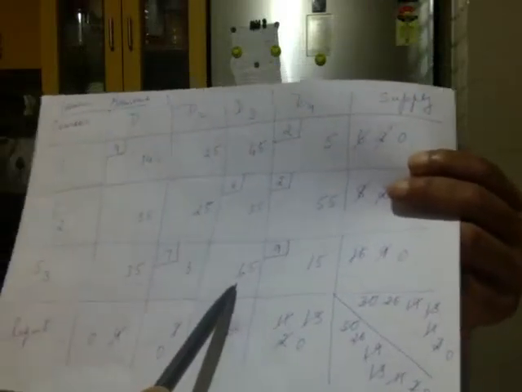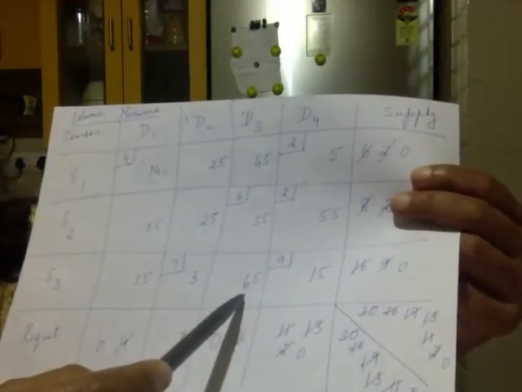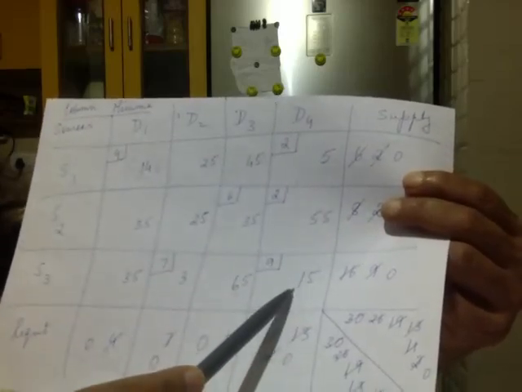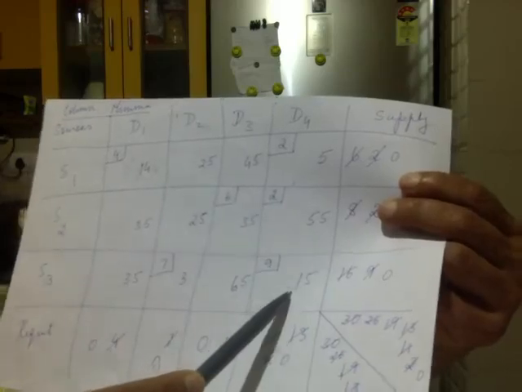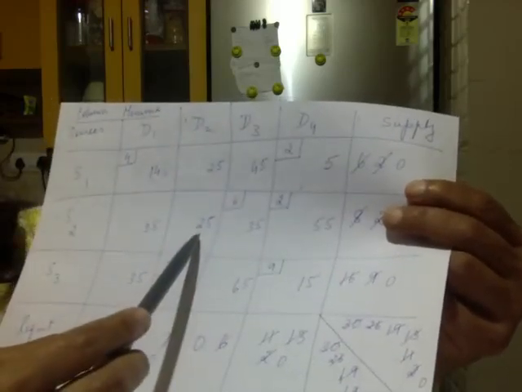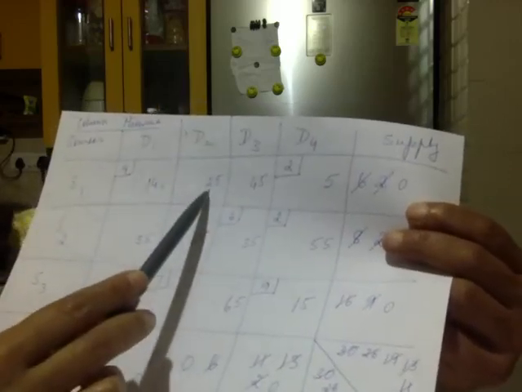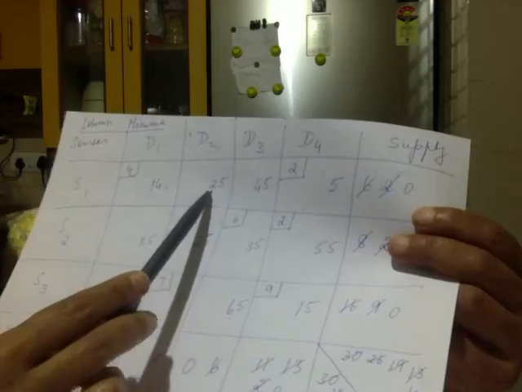Alright? So when we come back to the problem, I take anything. Let's say I take this 65. 65 is 3 and 3. So C33 is equal to U3 plus V3. This is C34. It will become U3 plus V4. This is C22, U2 plus V2. This is C12, so U1 plus V2. Are you clear? I think you are very clear.